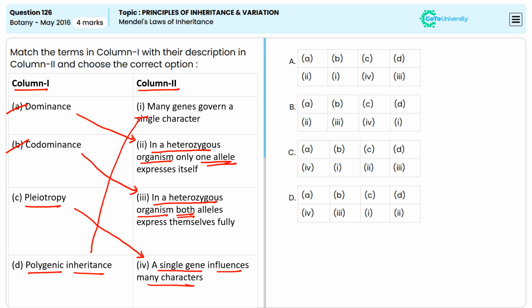So the answer is option B, that is A matches with 2, B matches with 3, C matches with 4 and D matches with 1 in column 2 respectively. Answer is option B.